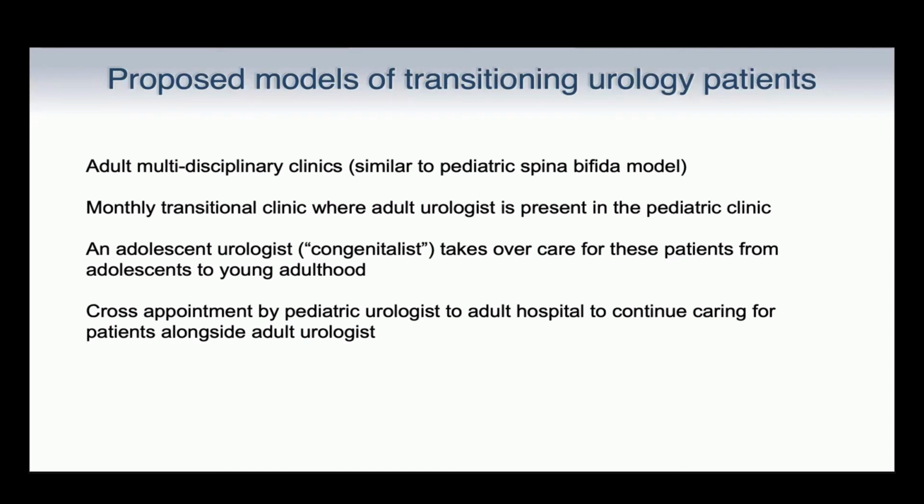Another proposed model is that there is such a thing as an adolescent urologist, as I introduced earlier, who takes over care for these patients from adolescence to young adulthood. And the person who's probably most well known for that is a guy named Dan Wood in London, who is now in Denver, Colorado. Lastly, it might be having a pediatric urologist cross-appointed to an adult hospital to continue caring for patients alongside the adult urologist. And this is the model that they are trying to do and have set up here at SickKids.